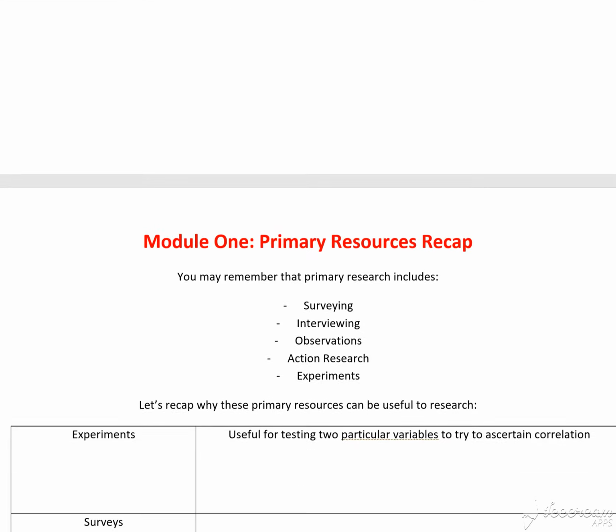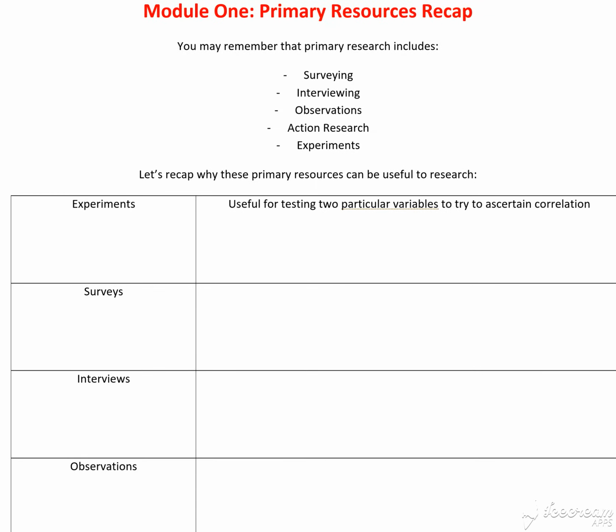So one of the first things we need to do when we get here is just remind ourselves about what we're doing. Why are we doing primary research? You only want to engage in it if it's actually going to assist you. And so we need to think about why these things would assist us.